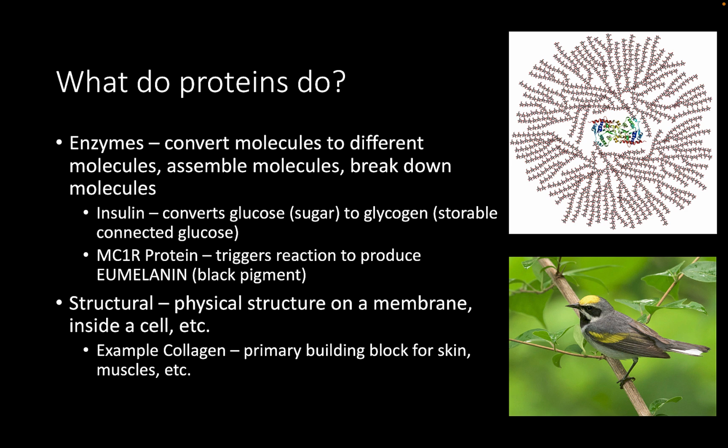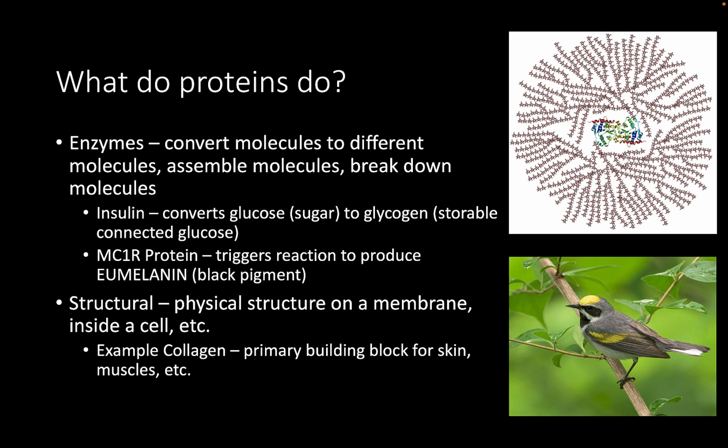What do proteins do? Proteins have 2 major roles in the body. The first is as enzymes. Enzymes are things that convert one molecule to a different molecule, or they help assemble molecules or break down molecules. A really important enzyme, for example, is insulin. Okay, this is a very important protein, and it converts glucose to glycogen, and you can see the structure of glycogen shown here in the upper right. And that glycogen is a way that glucose can be stored, where hundreds upon hundreds of glucose molecules can be stored in one location. You can also have an enzyme like the MC1R protein.